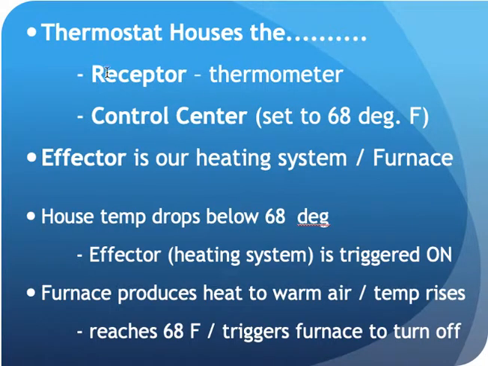So the receptor in this example is the thermometer, and this is also my thermostat. It's also going to house my control center. My effector is going to be my heating system or my furnace. And then I can go back and look at that little teeter-totter and draw a little circle and put everything in the proper category. Okay, so this is an example.